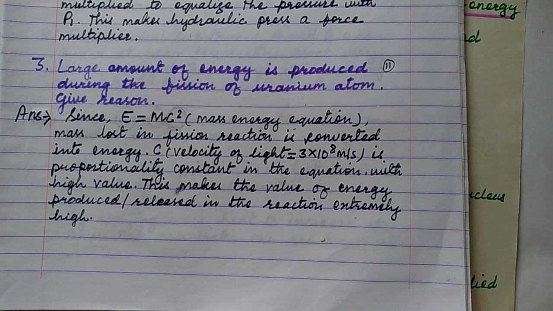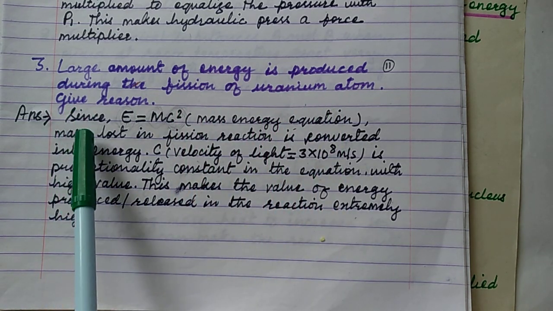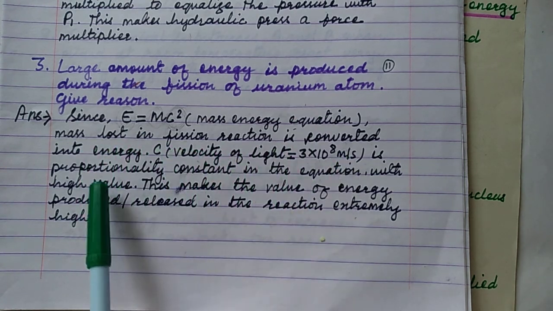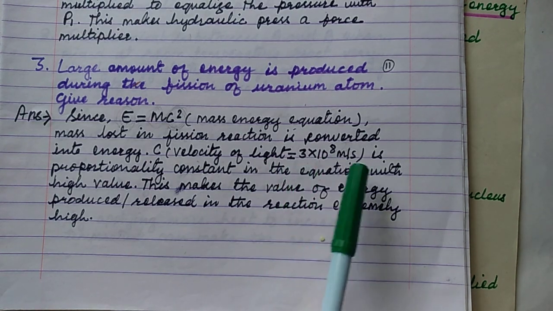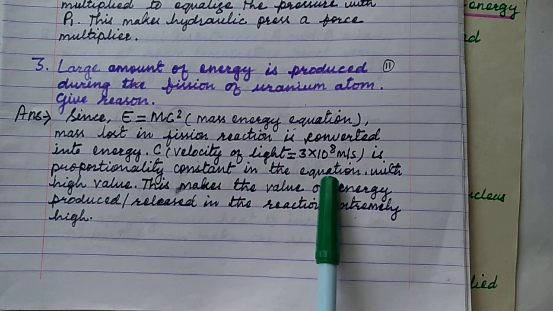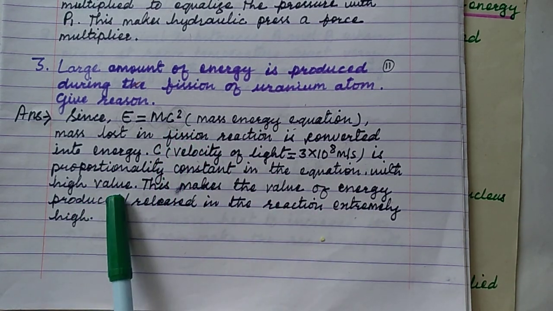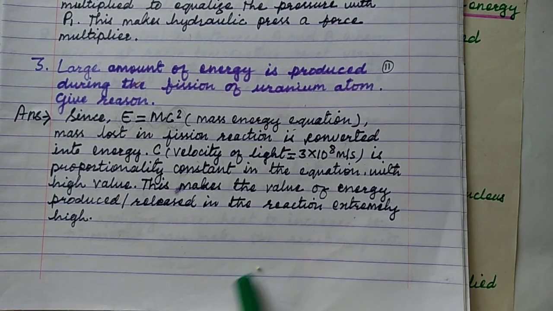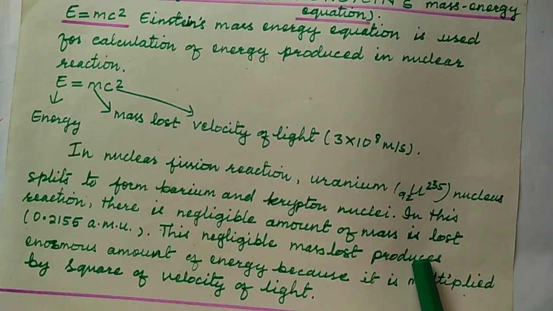Large amount of energy is produced during the fission of uranium atom. Give reason. Since E equal to mc square, the mass energy equation, mass lost in fission reaction is converted into energy. C, velocity of light equal to 3 into 10 to the power 8 meter per second, is the proportionality constant in the equation. In this equation, C is the proportionality constant with a high value. This makes the value of energy produced or released in the reaction extremely high. So this is the question that you have seen in the board exam.